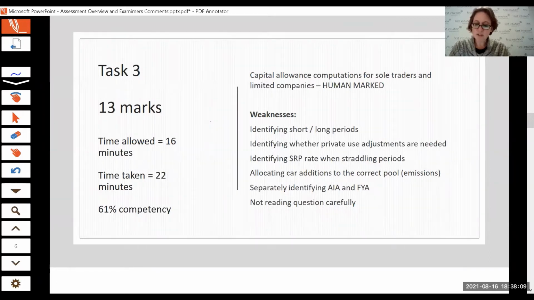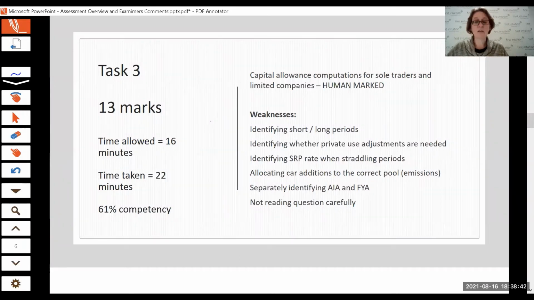Allocating car additions into the correct pool. The reference material will help us with this. The task will give us information about the emissions of the car, and that will determine which column, the special rate pool, general pool, or other pool, they may go into. So we've got to look at that carefully. And separately, identifying the AIA, our annual investment allowance, and our first year allowance, making sure we know that they're different things. Something else the examiner mentions is not reading the question carefully.